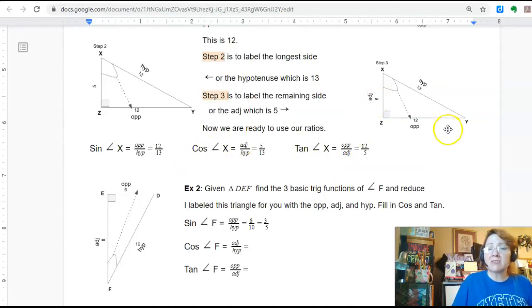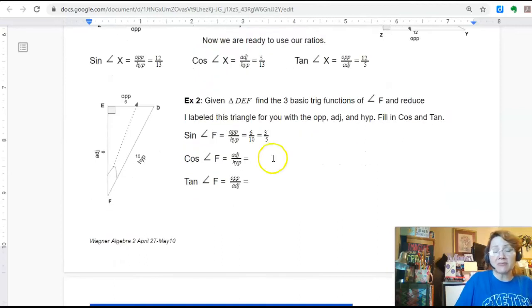So now we're ready to see what we have. Sine is opposite over hypotenuse. The opposite was 12, the hypotenuse is 13, so that's 12 over 13. Cosine is adjacent over hypotenuse, so that's 5 over 13. And tangent is opposite over adjacent, so that would be 12 over 5. And that's all we're really learning right now for this.